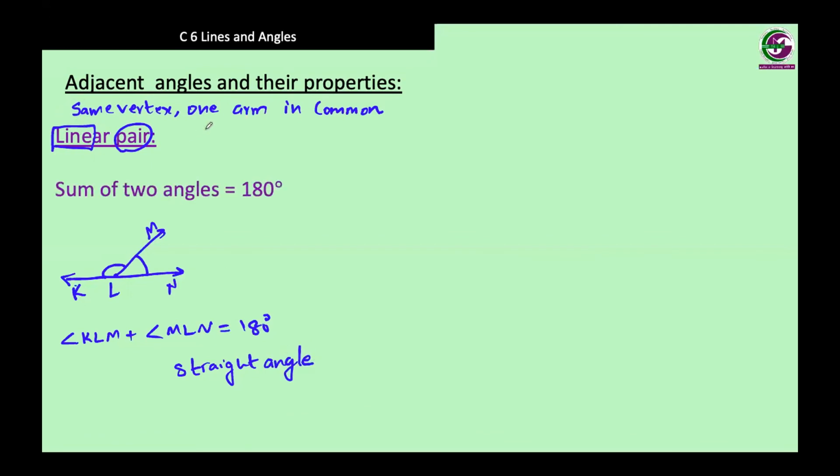Now let us see vertically opposite angles. Why is this coming under the adjacent angles? Because vertically opposite angles are forming adjacent angles. Vertically opposite angles are formed when two or more lines cross each other. You can see, for example, this is angle A, B, C, D. Angle A and B are adjacent. Adjacent means it will have an arm common and a vertex common. A and B are adjacent. B and C are adjacent. C and D are adjacent. D and A are also adjacent.